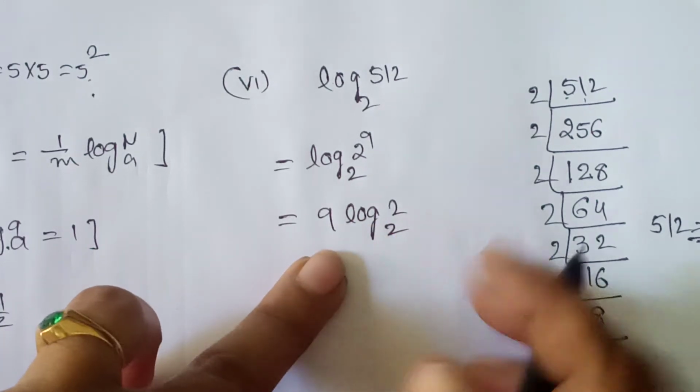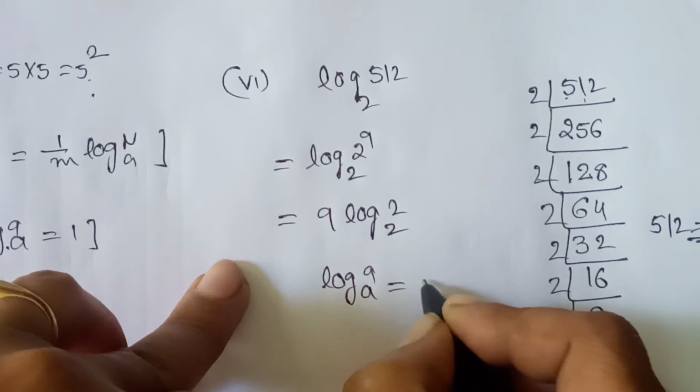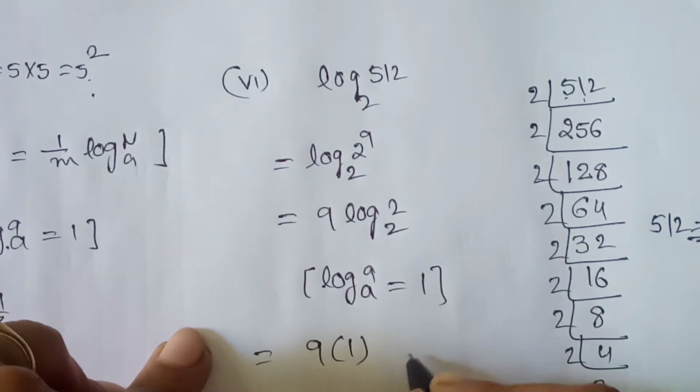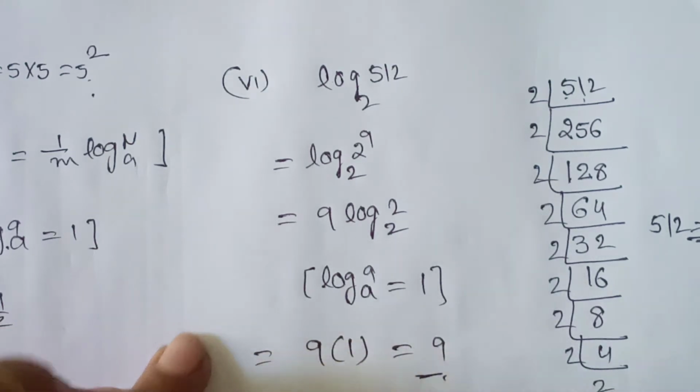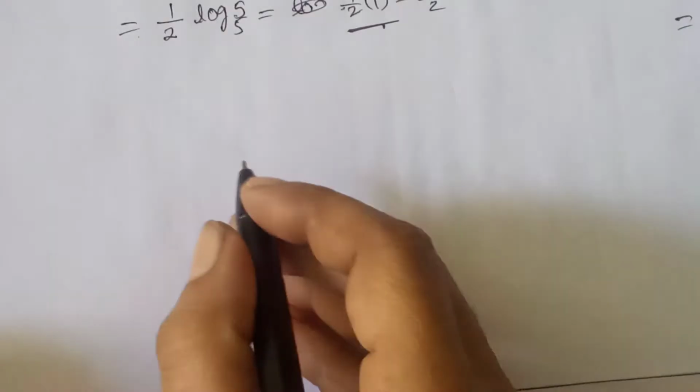So this is the form of log A base A. What is the value of log A base A? 1. So that is equal to 9 into 1. So that is equal to 9, the answer. Okay, next problem.